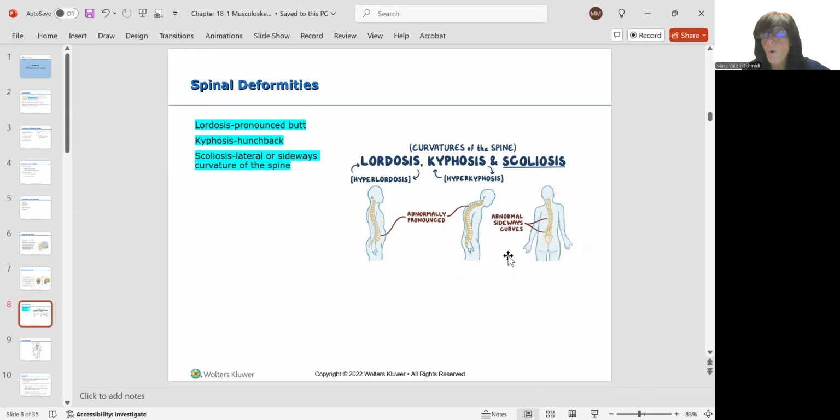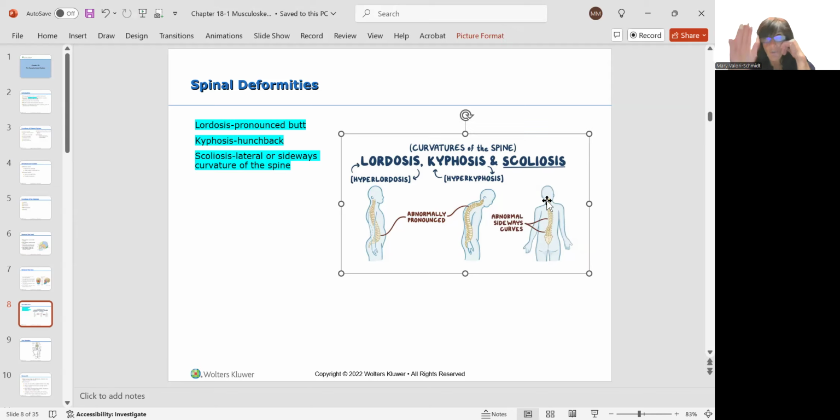Scoliosis is an abnormal lateral curvature of the spine. So when you're looking at someone directly from behind, that spine should be straight up and down. If you look in that picture, it's kind of got an S curve, a lateral S curve. Also, another way to assess for scoliosis is have the patient bend forward and look at their shoulders. Shoulders should be even. If one shoulder's higher than the other, scoliosis. And that you need to know.